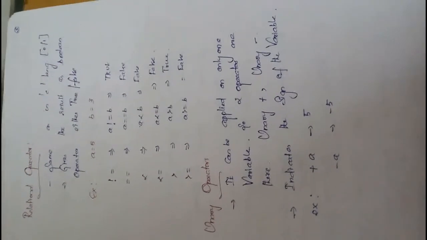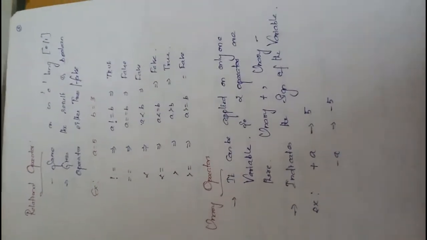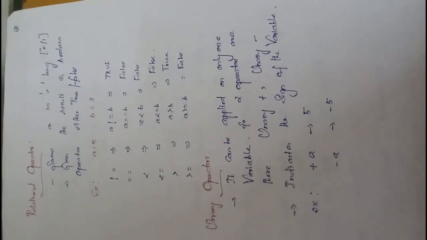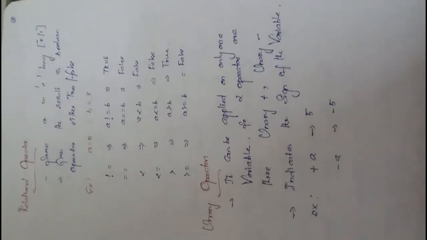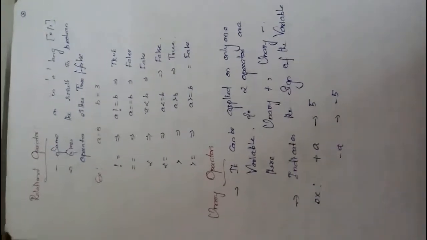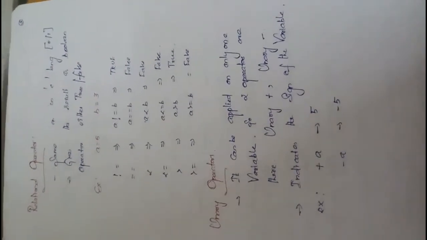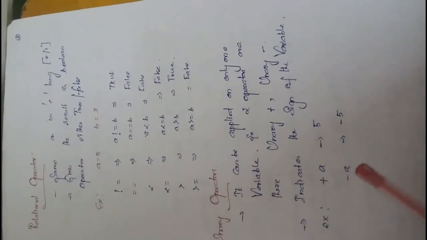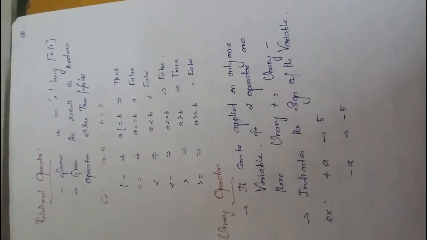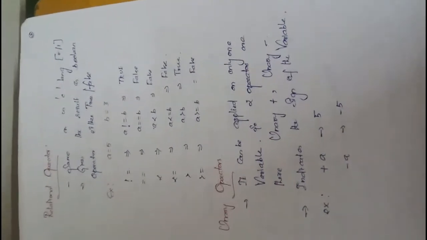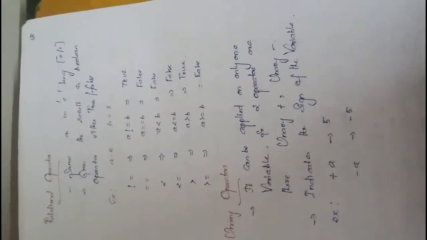Next one is the unary operator. Unary means 1, binary means 2. So a unary operator can be applied on only one variable. Two operators are there: one is unary plus, another one is unary minus. Just to indicate the sign of the variable, we can use the unary operators. So the value of a is 5, plus a means 5, minus a means minus 5. That is just to simply change the sign of the value of a particular variable. That is called a unary operator. In such cases, we can use the unary operators.